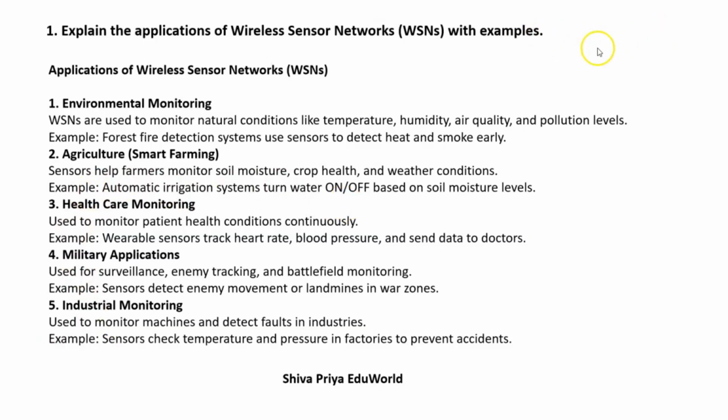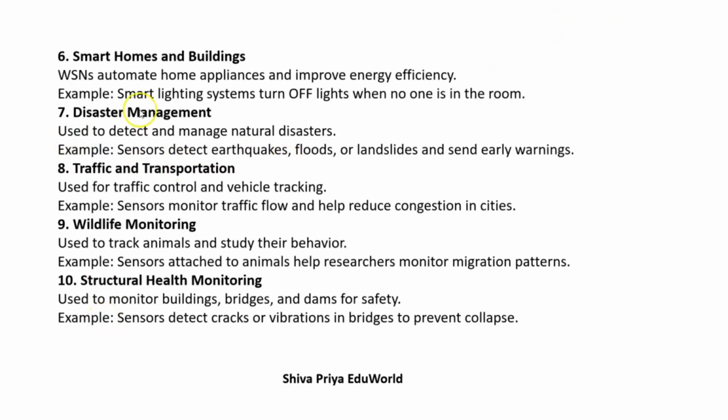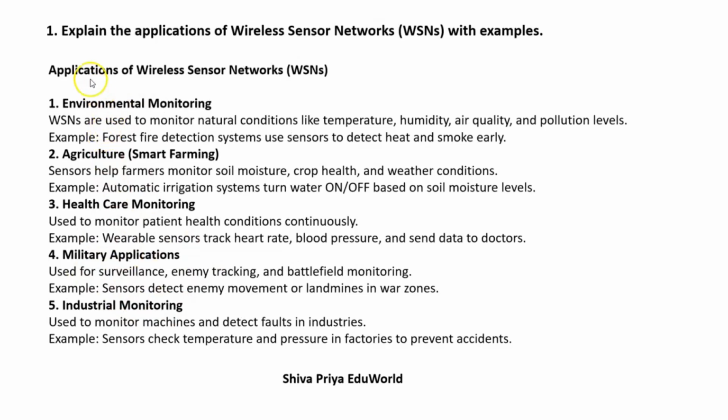Always remember, you have to write according to the given marks. Clear? If they have asked it for 5 marks, you have to write down 5 to 6 applications along with a one line definition and one example for each. Clear? If they have asked it for 10 marks, you have to write down 10 along with explanation and one example to each. Clear? The applications of wireless sensor networks.